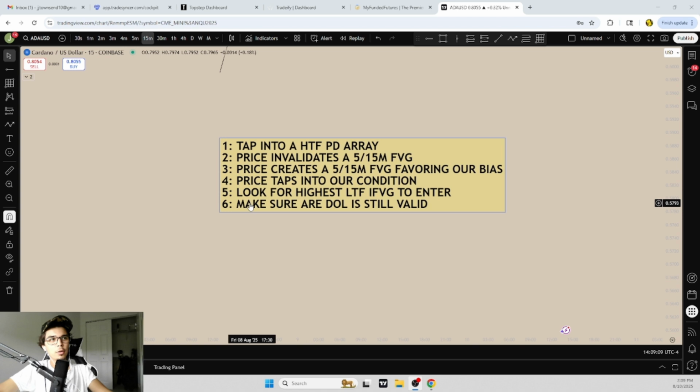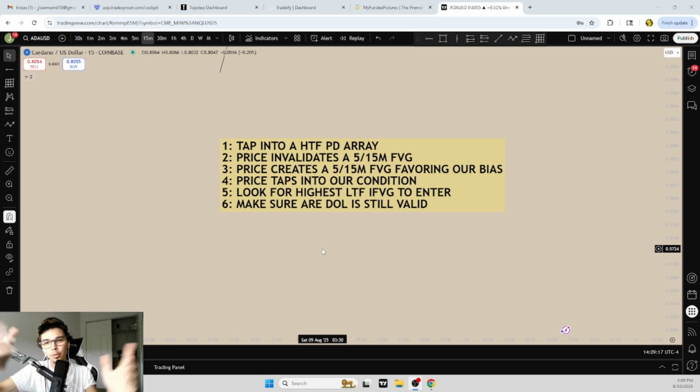And then number 6, and lastly, we want to make sure our draw on liquidity is still valid and price has a reason to go there, right? So if the fair value gap that we're targeting is already filled, probably don't want to be targeting that fair value gap. If our liquidity that we were targeting, London lows, Asian highs, Asian lows, or you get what I'm saying, right? Higher time frame draws on liquidity, daily highs, daily lows, if those are already swept out, no point for price to go that way, right? So we want to make sure our draws on liquidity are still valid.